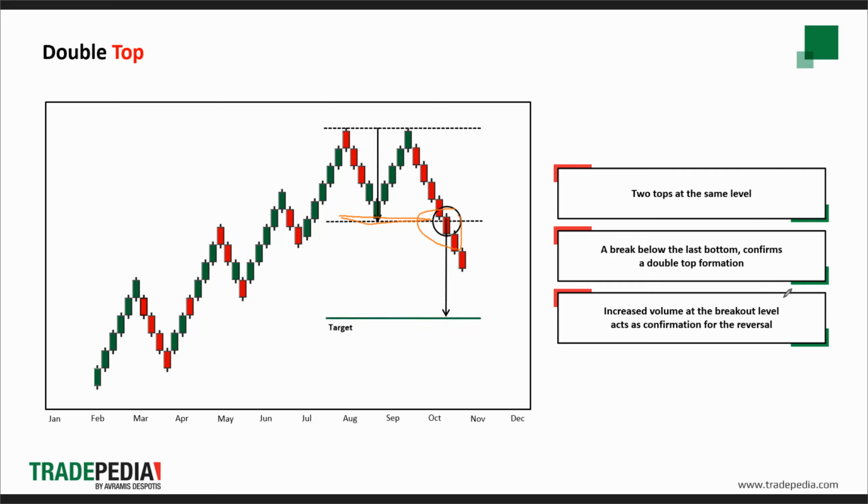On the slides it says here, increased volume at the breakout level acts as confirmation for reversal. This applies again to stocks, equities, not so much. To find the take profit target of the double top, from the highest point to the lowest point, you take the distance and you project it. You draw the same distance from the point of breakout, and that is your take profit target. Very straightforward, very simple.